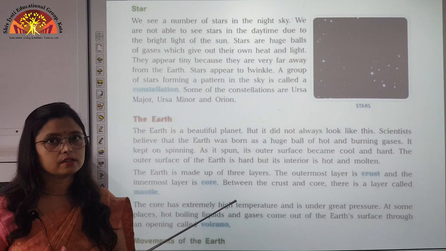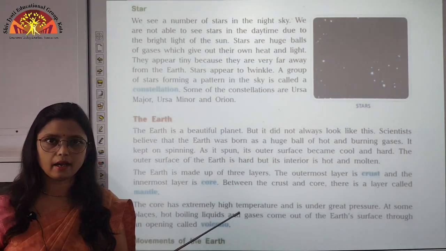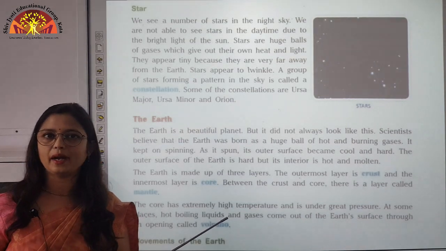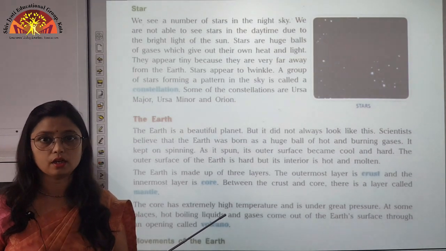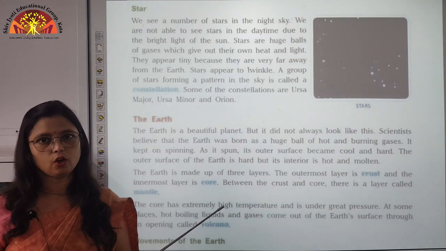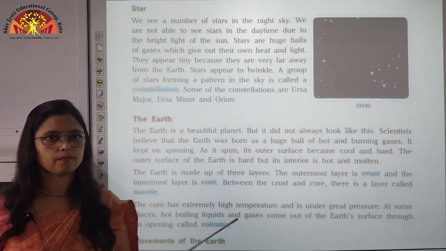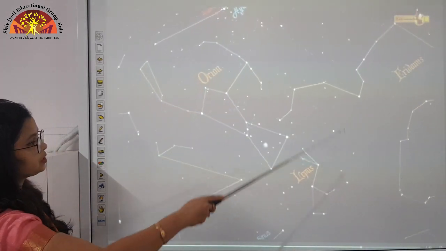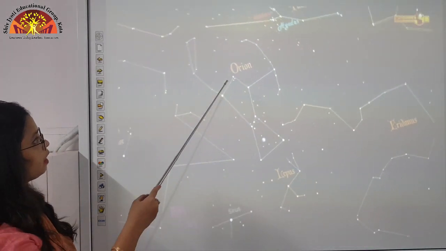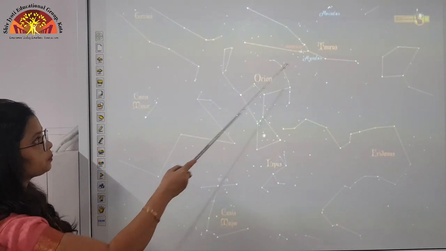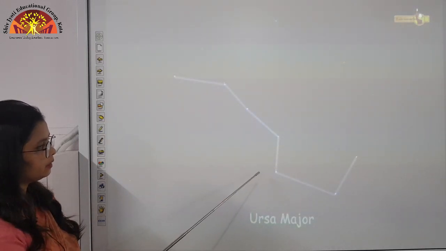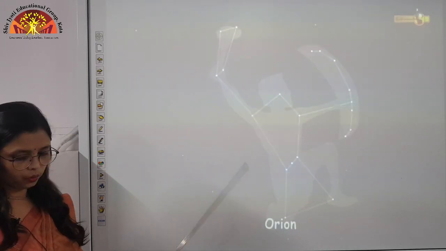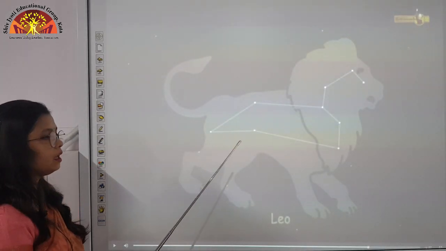Now these stars are scattered in the sky, but still they form some particular patterns in the sky, and these patterns are called constellations. So now let me show you some of the constellations. So see children, these are some of the stars in the night sky, and these are arranged in some patterns, and these patterns are the constellations. Like this is Ursa Major, this is Scorpio, this is Orion, and this is Leo.